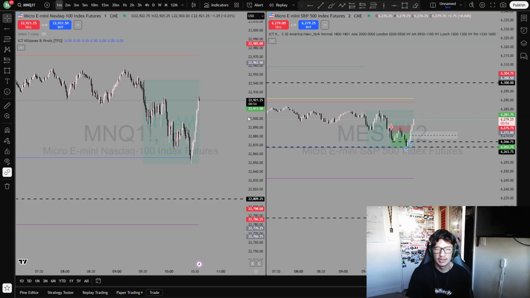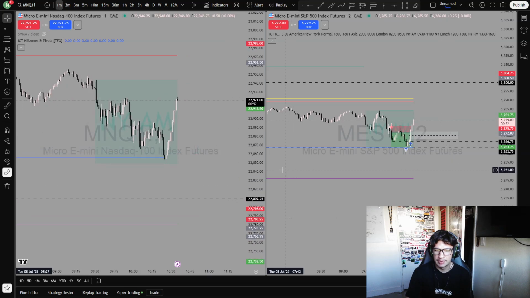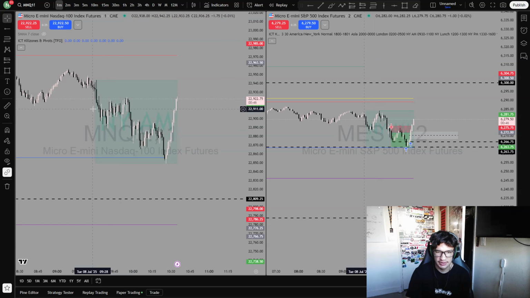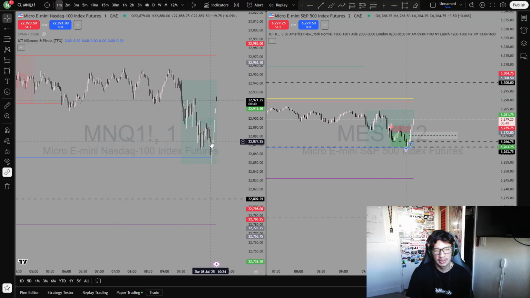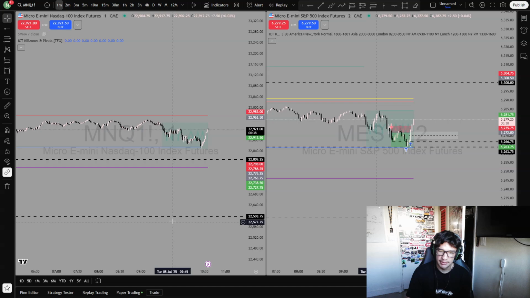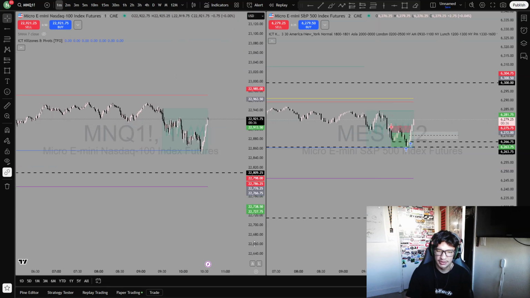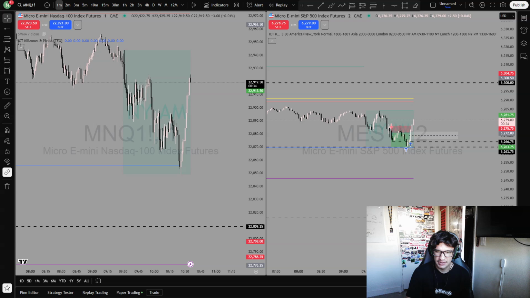I mean, a lot of people probably got reversed on, thinking the shorts were gonna play out down to here, because you're seeing this, lows, new lows being created, and you just think that it's gonna keep going down. But what you really gotta do is be able to read and see when price wants to reverse.